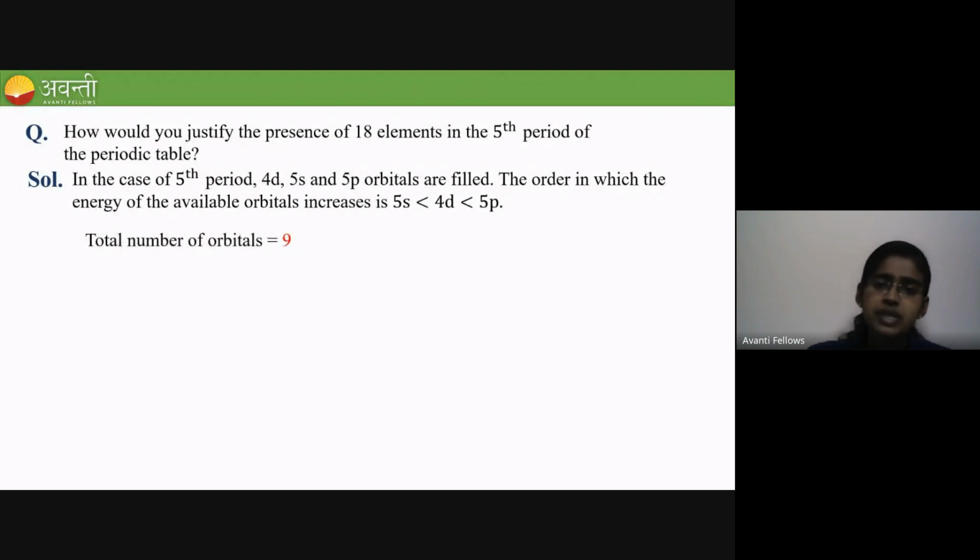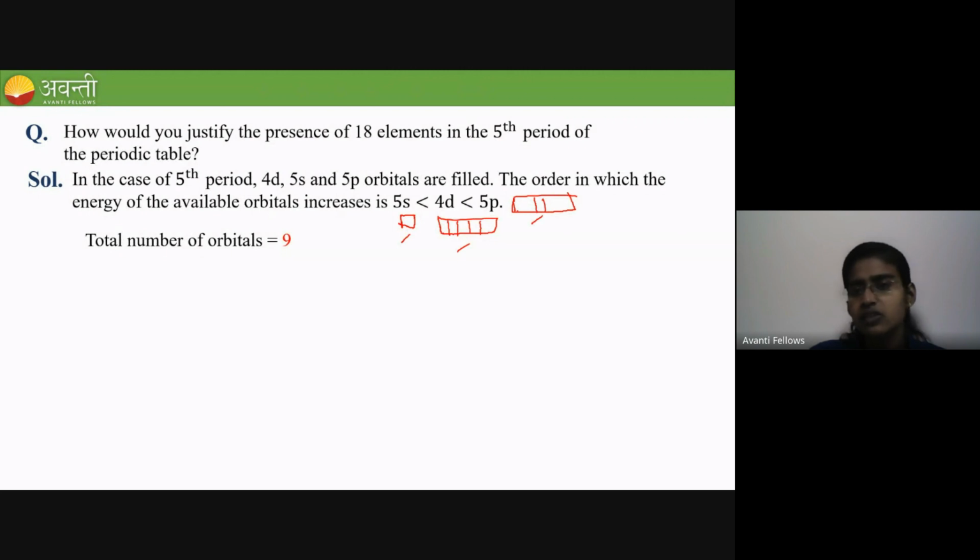Why? We have one s orbital, and how many d orbitals do we have? We have 5 boxes, no? 5 d orbitals, and coming to p orbital, we have 3 p orbitals, px, py, and pz. So totally how many orbitals? 1, and here 5, and here 3. So totally it will be 9.